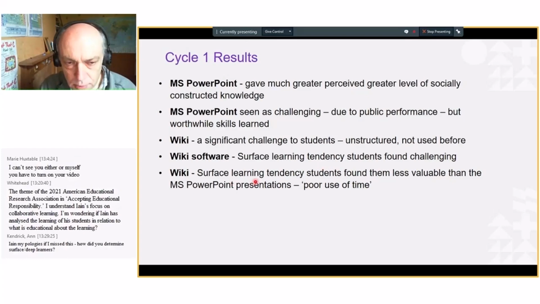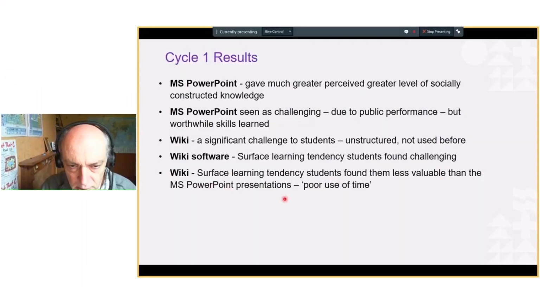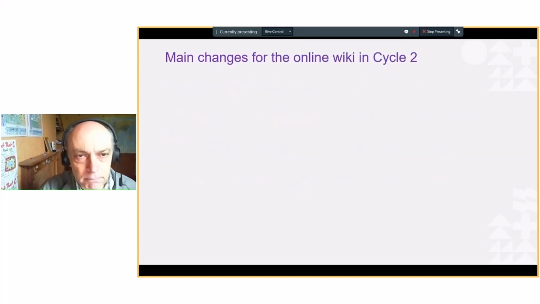Quite a few comments from surface learners said that they found wikis less valuable than the PowerPoint presentations. A couple of students said it was a poor use of their time. Okay. So what did I do to change that?